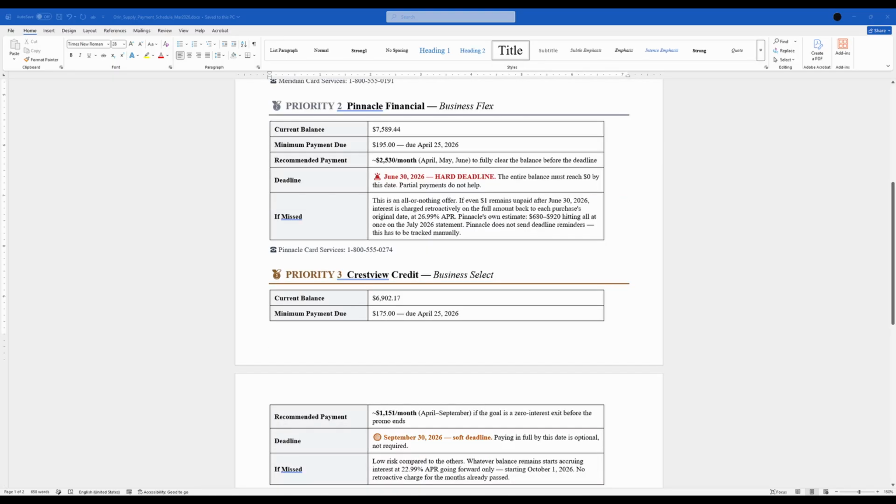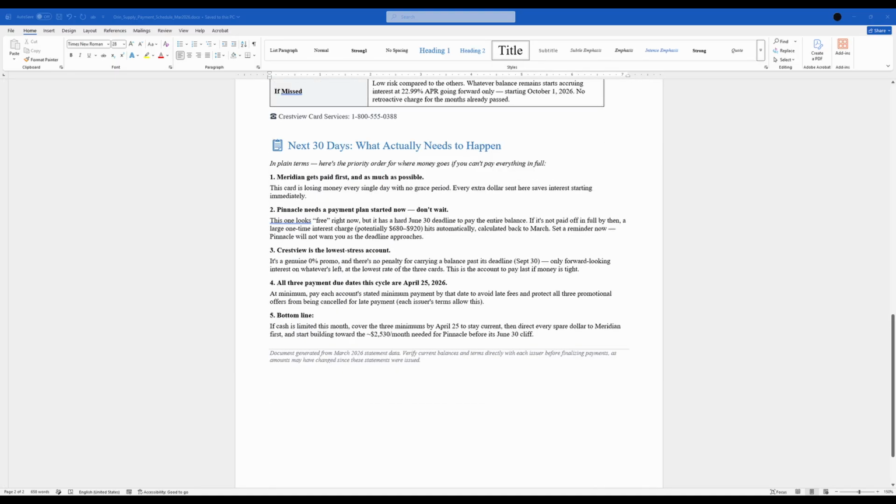This is the part I'd actually put on my desk. 5 things. Plain English. No spreadsheet required. Everything in that section came from the statements you uploaded and the terms Claude read. Meridian gets paid first because interest is running now. Pinnacle needs a payment plan started immediately because the cliff is June 30th and minimum payments won't get there. Crestview is last. Lowest risk, longest runway, no retroactive penalty. That's the whole workflow. 3 statements in, 1 usable document out. And we did it without a spreadsheet, without a formula, and without calling anyone.